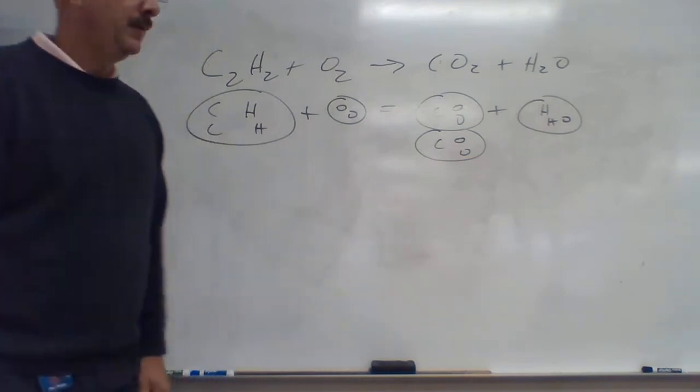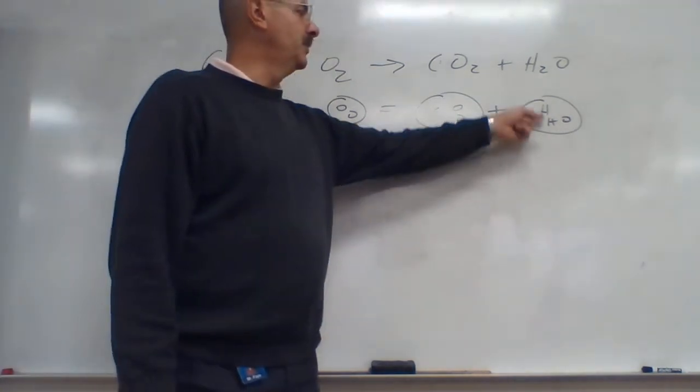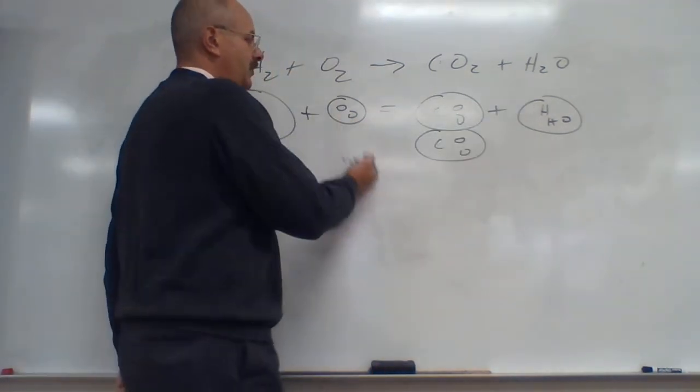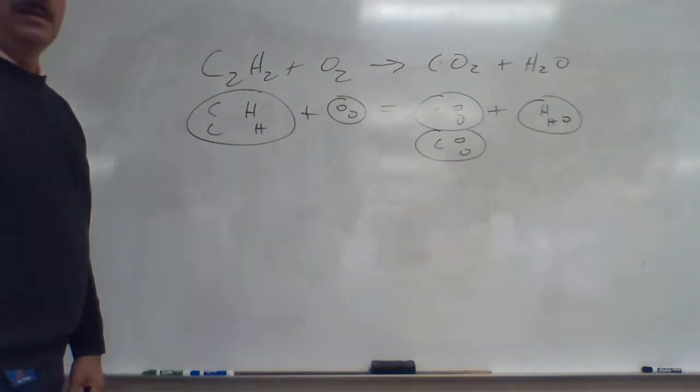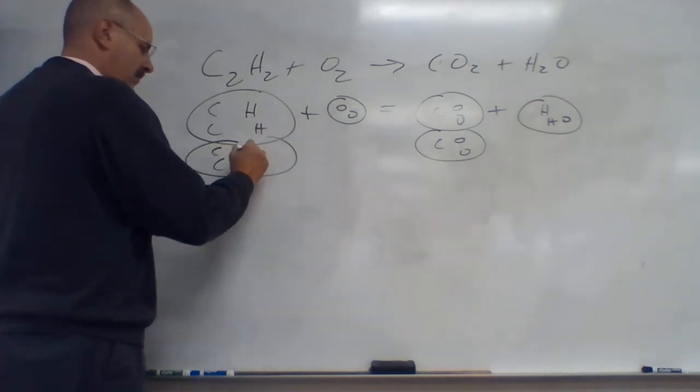There's my two C's. H's, I got 2, I got 2. Okay. O's, I got 2, but on this side I got 1, 2, 3, 4, 5. Oh, nuts. It's an odd and even. So that means come back to this one, double it.